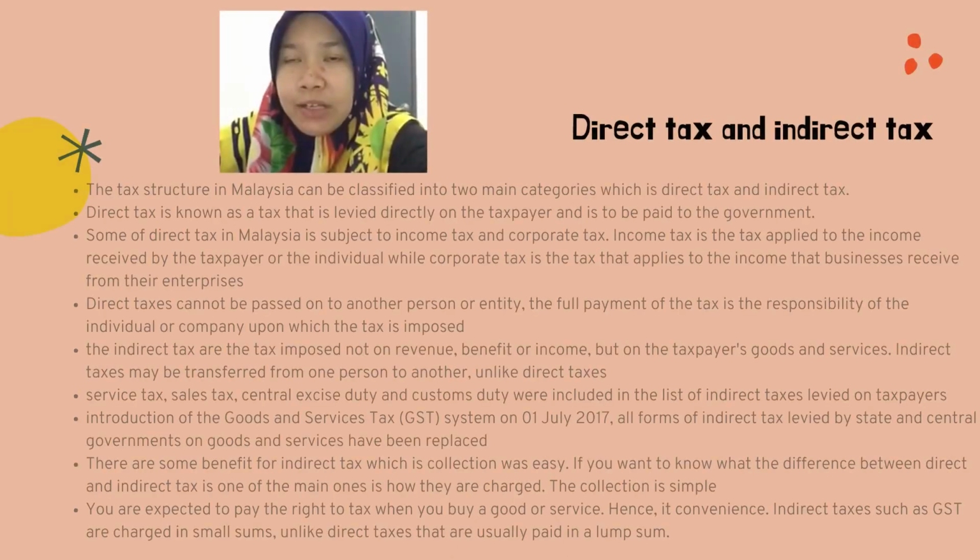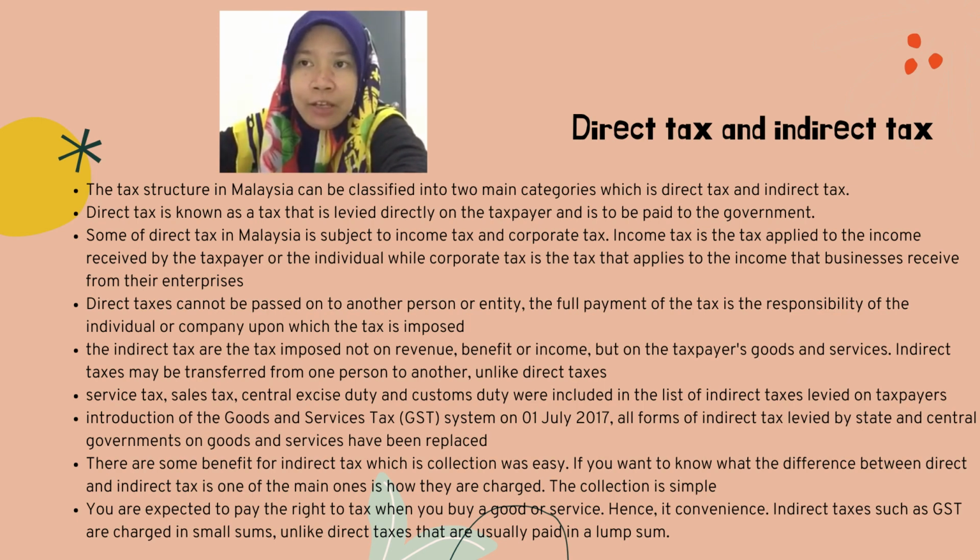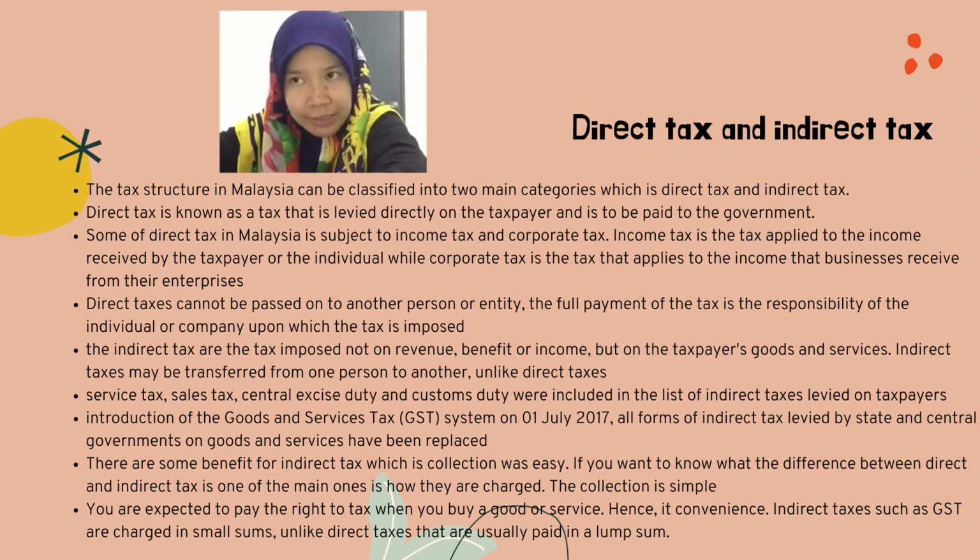The second topic is direct tax and indirect tax. The tax structure in Malaysia can be classified into two main categories, which are direct tax and indirect tax. Direct tax is a tax that is levied directly on the taxpayer and is to be paid to the government. Some of the direct taxes in Malaysia are income tax and corporate tax.